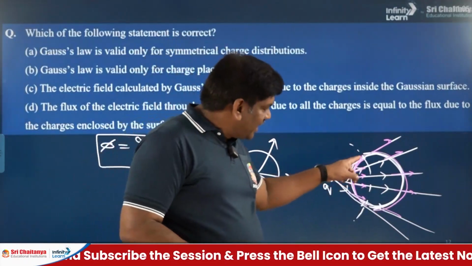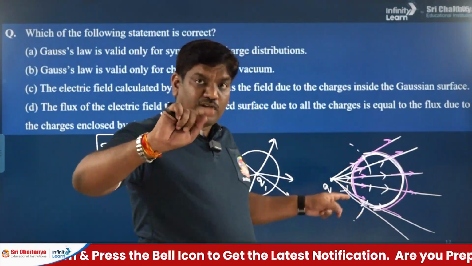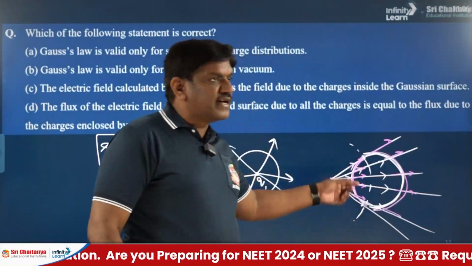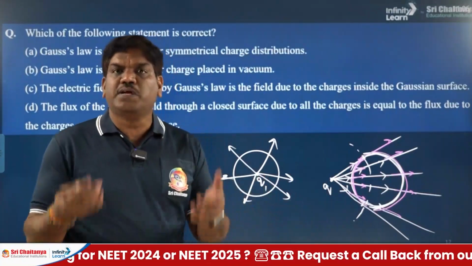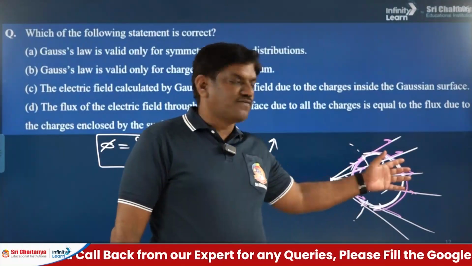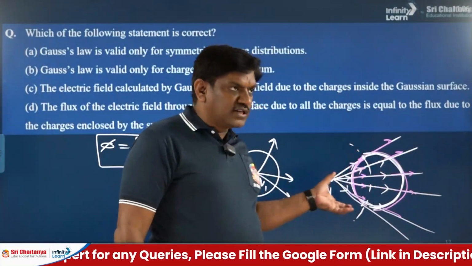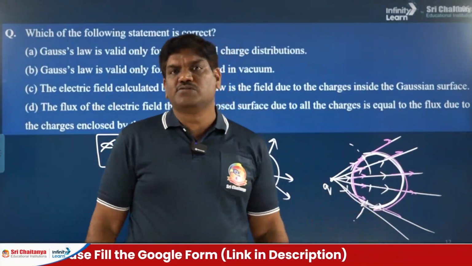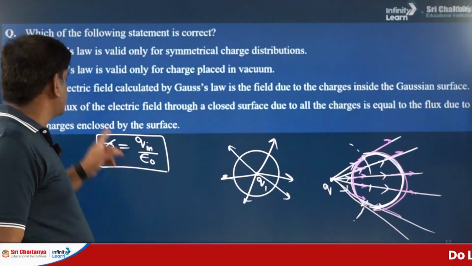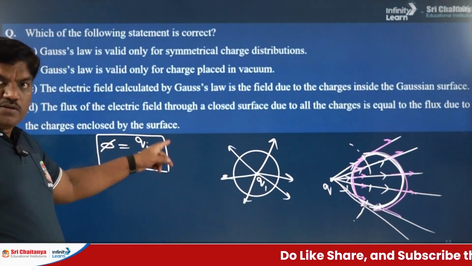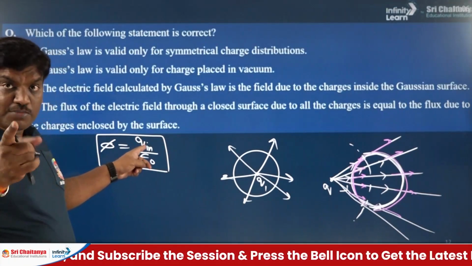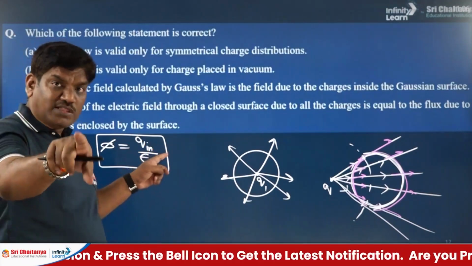So the field at every point will be the overall field due to the inside charge as well as the outside charge. But in the calculation of the flux, the contribution of the outer charges will be 0, because the entering flux equals the exiting flux. Only the charge which is inside gives the contribution. That's why, when you write the expression of Gauss law, you only consider Q inside, because the outer charge is not contributing to the flux.